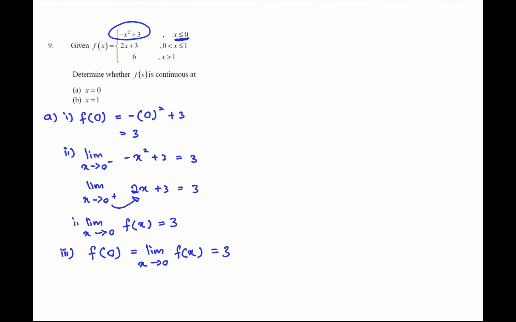Since these three conditions, number 1, number 2, and number 3, are satisfied, therefore we can conclude that f(x) is continuous at x equal to 0. So this is the answer for question 9a.